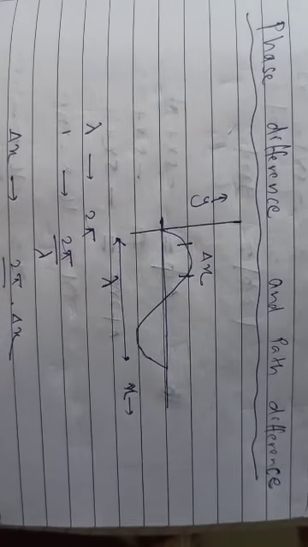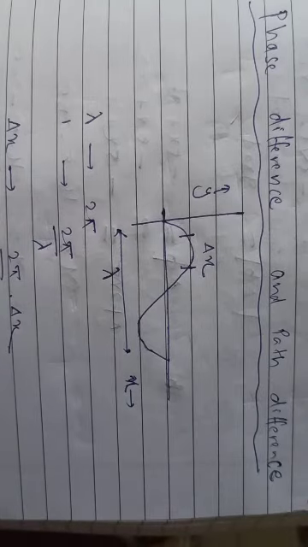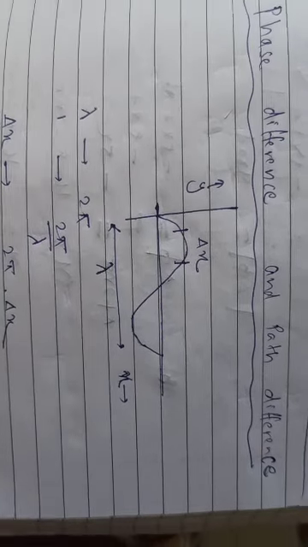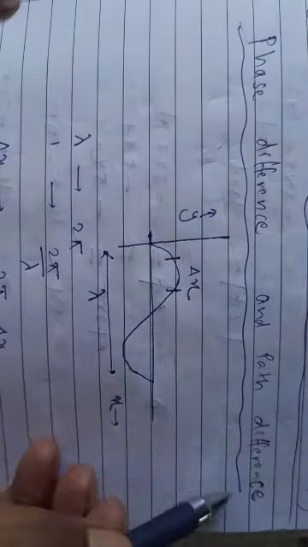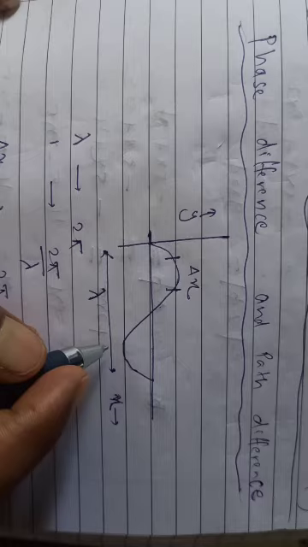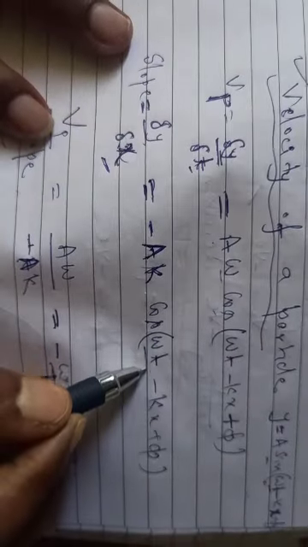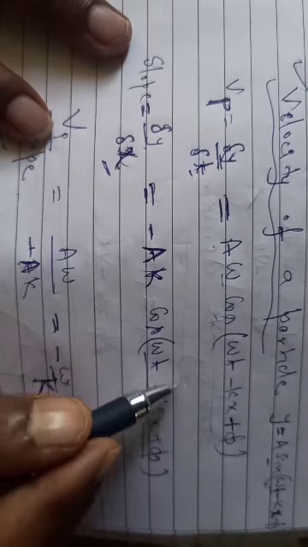Okay. So at a time, the shape, you can say the position of different particles will be given, and they will be asking what is the direction of the velocity of the particle, phase difference and path difference. Okay, what is the phase difference? Phase difference, this term you can say omega t minus kx plus phi. This whole thing is the phase.